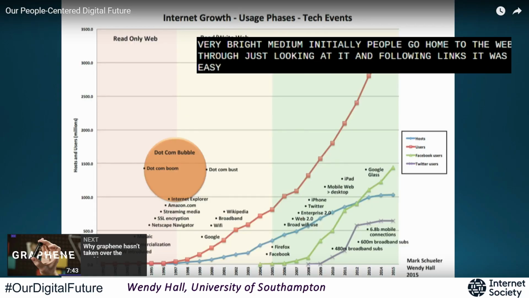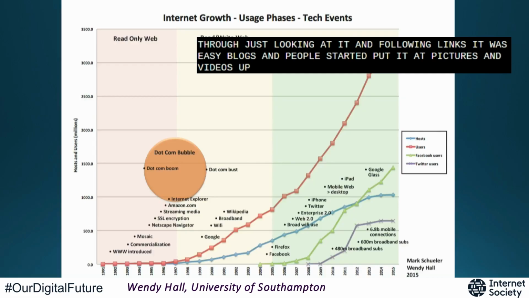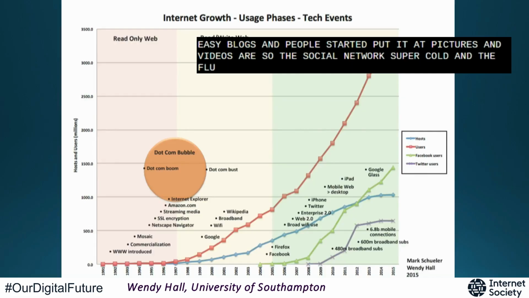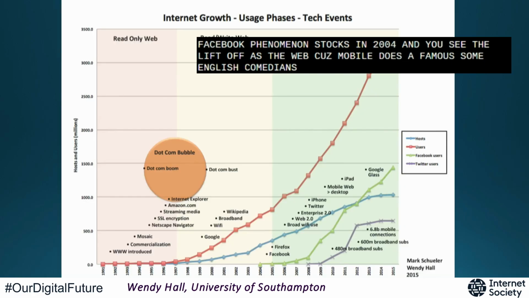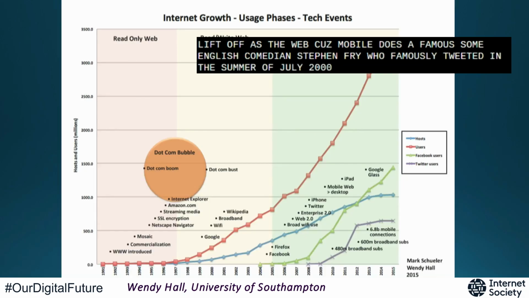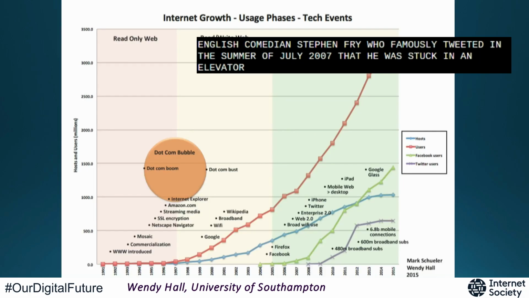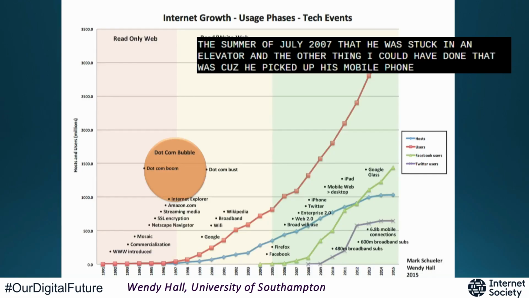It was easy. But as the browsers evolved and we started getting blogs and people started putting their pictures and their videos up, so the social networks evolved. And the Facebook phenomenon starts in 2004, and you see the liftoff as the web goes mobile. There's a famous English comedian, Stephen Fry, who famously tweeted in the summer of July 2007 that he was stuck in an elevator. And the only way he could have done that was because he just picked up his mobile phone, his Apple iPhone. He's a great early adopter.